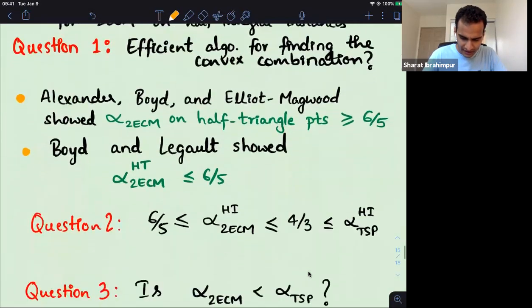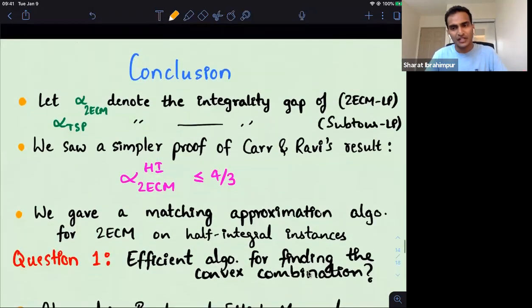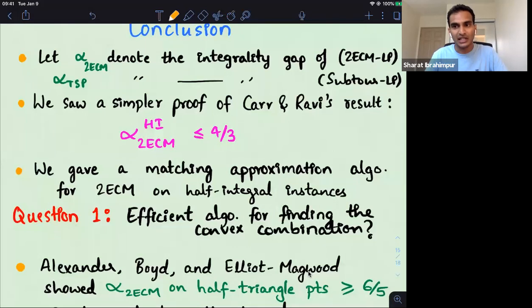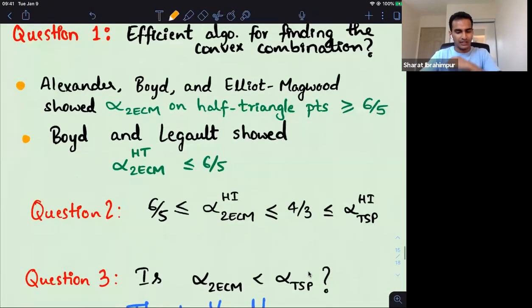Then remember that the motivation for studying half integral instances is that they're believed to be the hardest instances for TSP. And we know that half integral instances for TSP give a lower bound of 2/3 for the integrality gap. That might not be the case for 2ECM actually. What Alexander Boyd and Elliott Magwood showed is that the integrality gap of 2ECM on something called half triangle points is at least 6/5.